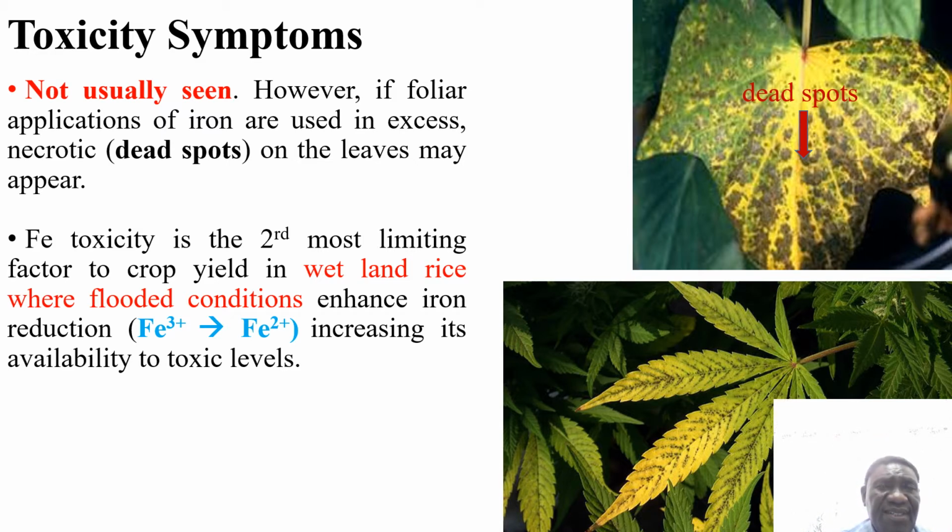Toxicity symptoms, these are not usually seen. However, if foliar applications of iron are used in excess, necrotic dead spots on the leaves may appear. Iron toxicity is the second most limiting factor in crop yield in wetland rice, where flooded conditions enhance iron reduction from ferric to ferrous state, increasing its availability to toxic levels.